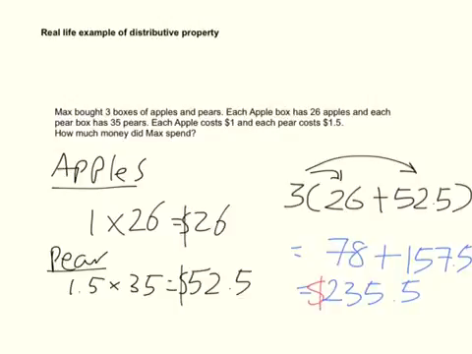Now you may ask, where did this 26 and 52.5 come from? Well, it's the cost of each apple box and each pear box. So 3 times 26, 78. 3 times 52.5 is 157.5. Together it is $235.50 for everything. So that's how much Max spent.